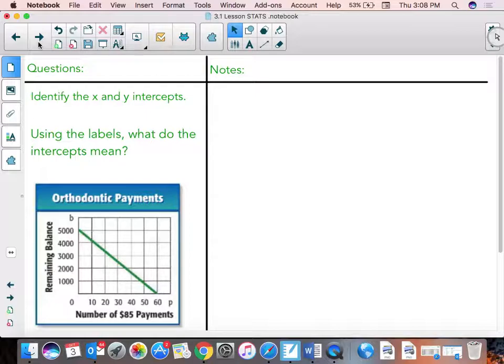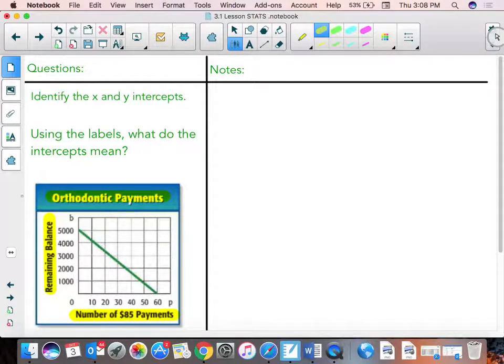So it says identify the x and y intercepts using the labels. What do the intercepts mean? So important thing here, before we even start finding the intercepts, is to look at what is happening in our graph. You will notice some labels on there, and the labels are super important in understanding what the graph is talking about. So this is orthodontic payments, so paying to have your braces. Looks like this person is making $85 payments, and then over here is the remaining balance.